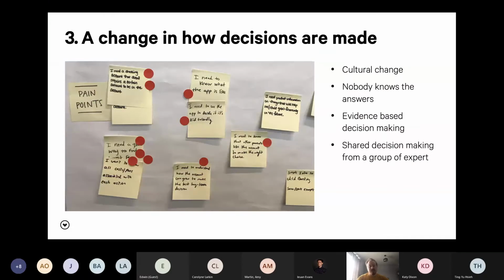And actually, this is another thing that's difficult for organizations to get their head around. It's ultimately a change in how we make decisions. So it's quite a shift in cultural change.